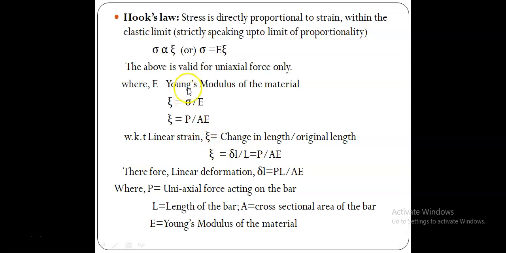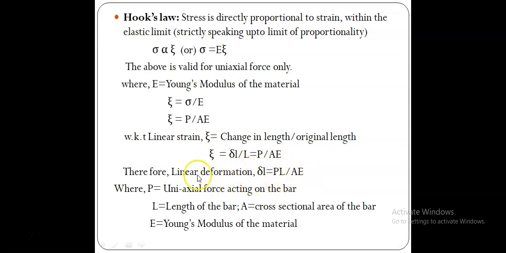Now you see here, sigma is equal to E into epsilon. Therefore E is equal to sigma by epsilon. Then epsilon is equal to sigma by E. And we know that sigma can be written as P by A, force by area, divided by E. So epsilon is equal to P by AE. And we also know that epsilon is equal to del L by L, that is change in length divided by original length, which is equal to P by AE. Therefore, from this we can find del L is equal to PL divided by AE.